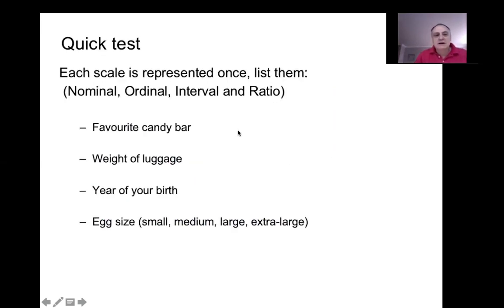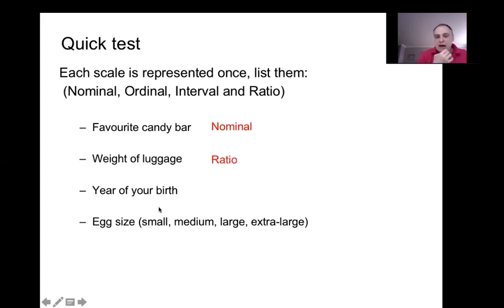Another quick test. Each scale is represented once. List them. So if we have a look at these things, how would you list these things? So your favorite candy bar. I can list my candy bars. I can put them in a category, yes, but is there a 0? Can I go and set intervals? So that is just nominal. I can nominate it. Weight of luggage. If I'm looking at the weight of luggage, can be 0. Very simple. That then would be ratio.